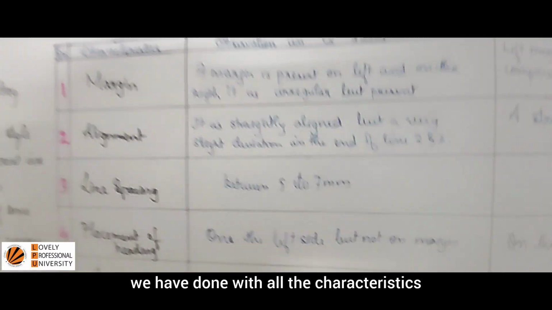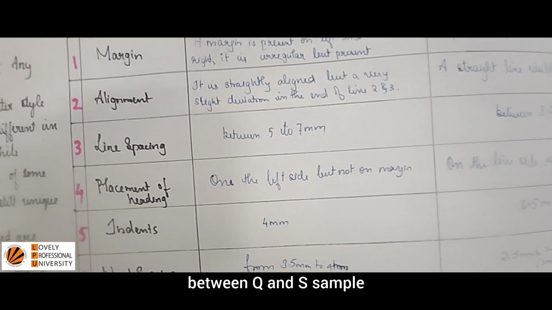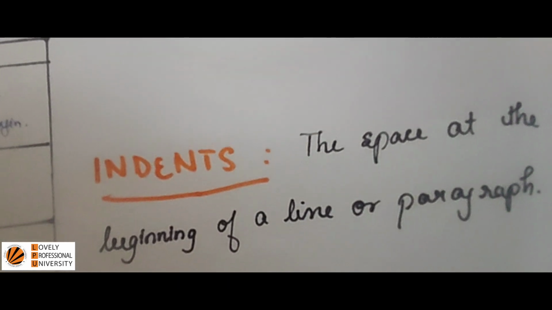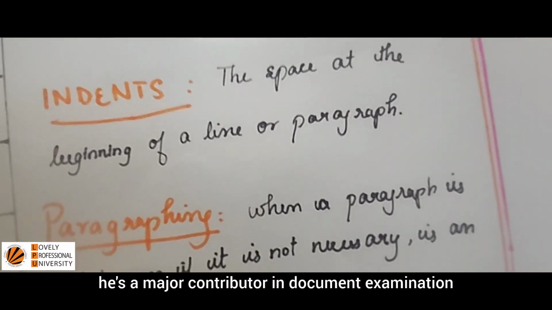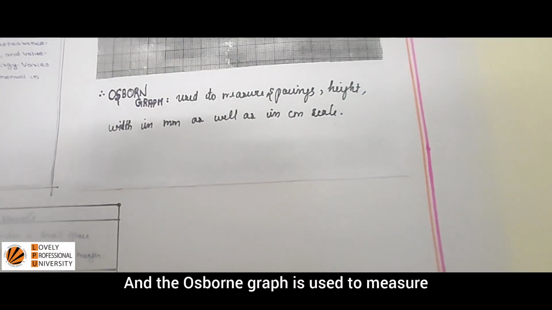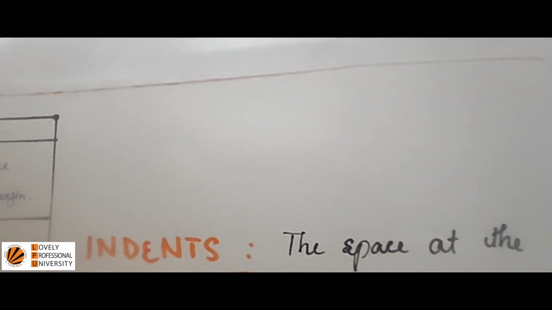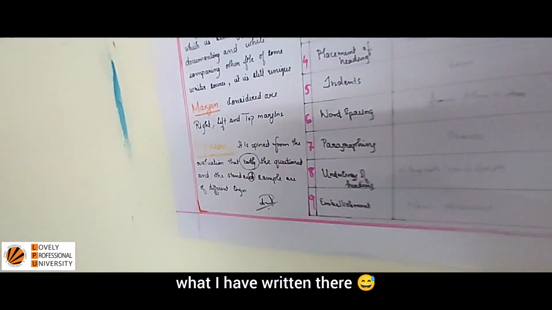Let's see. We are done with indents, paragraphing. We are done with all the characteristics that we need to see to check the similarity between Q and S sample. Let's put back the Osborne graph as we're done with it. We know that Albert Osborn is a major contributor in document examination, and the Osborne graph is used to measure spacing and height with the width in mm as well as in centimeter. Most got confused by what I have written there.